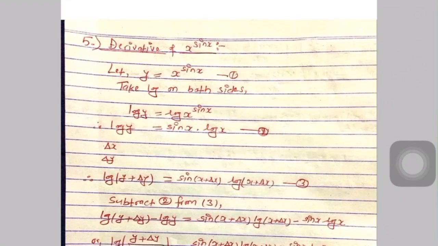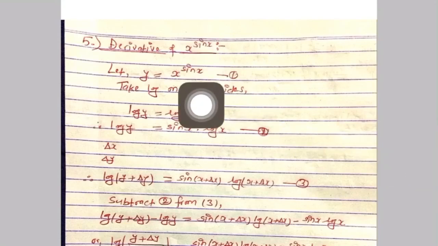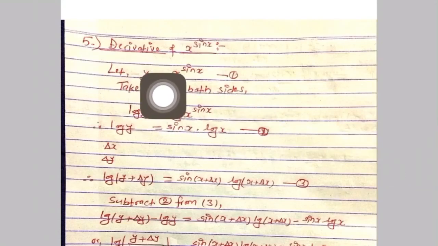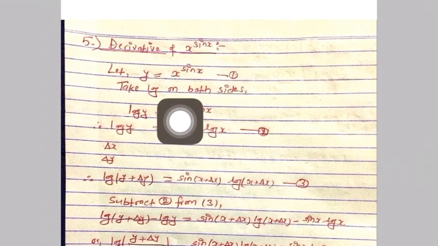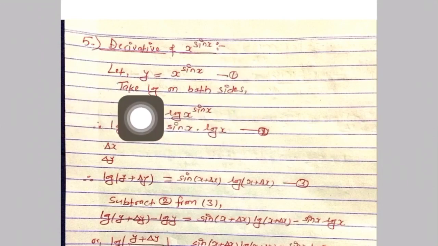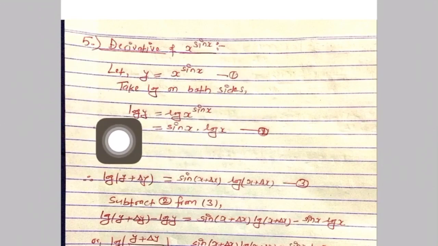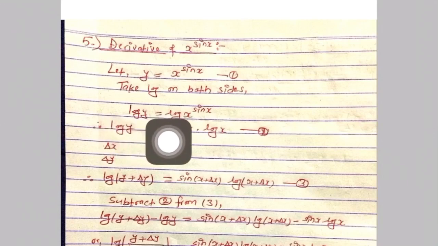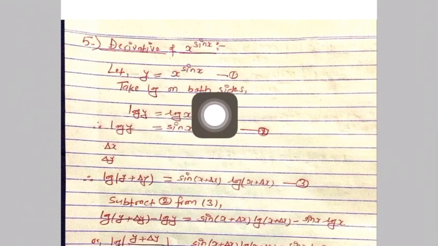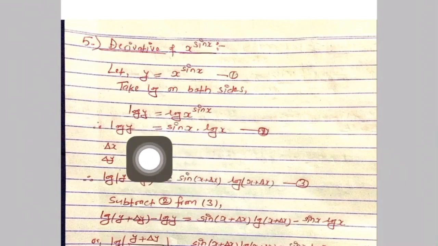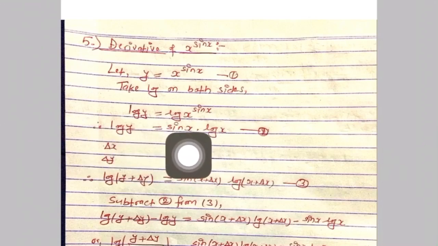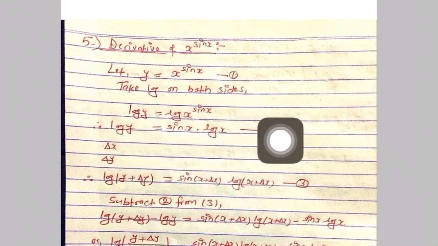We have to find out the derivative of x to power sin x. So to find the derivative of this function, we first consider y is equal to x to power sin x. Let this be equation 1. In the similar pattern, we have to take log on both sides. After taking log on both sides, log y is equal to log of x to power sin x, and using the property of the log function, we can write log y is equal to sin x times log x. Let this be equation 2.